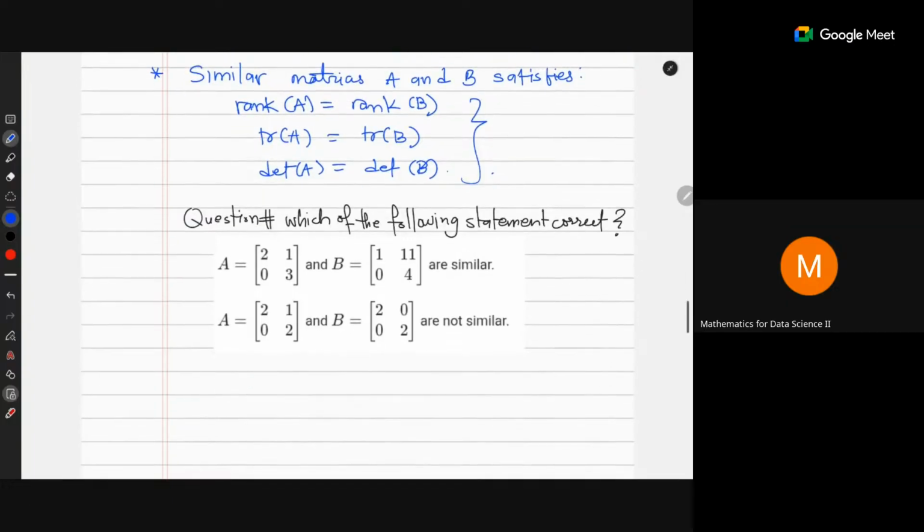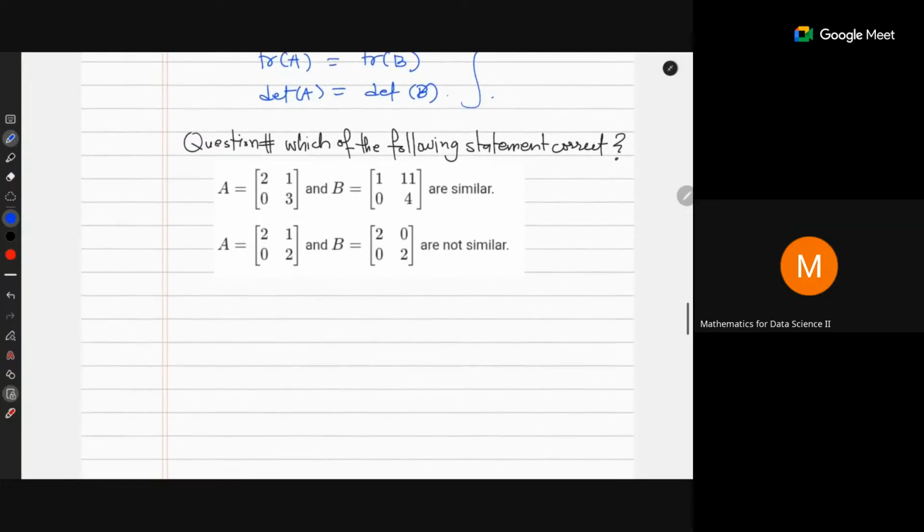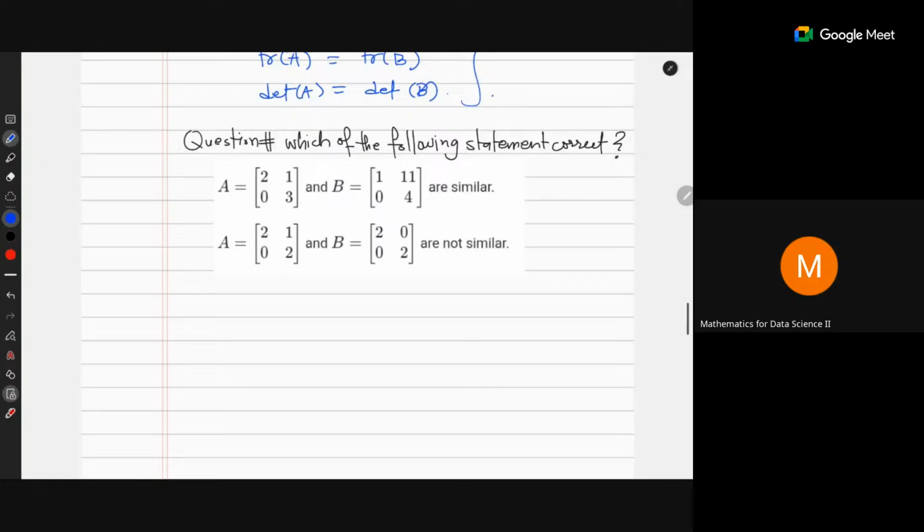All right. Now let's take this example. You have A and B matrices given. Now, are they similar? Let's check their determinants. For A, the determinant is 6. What's the determinant of B? It is 4. Right? So it is not equal. So they are not similar.